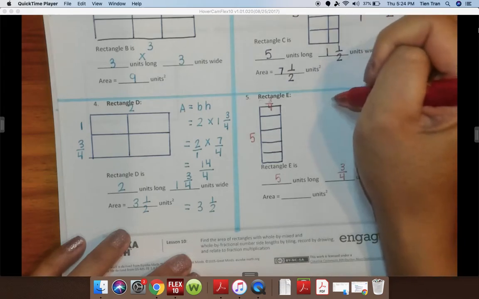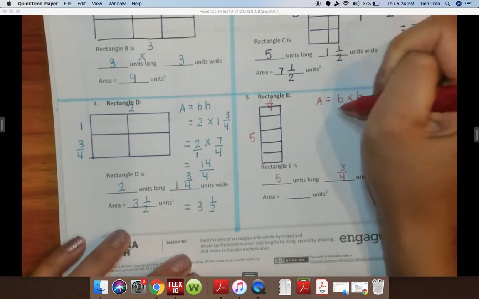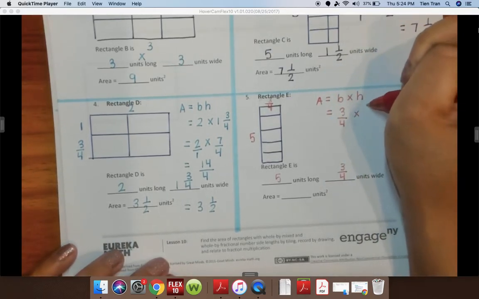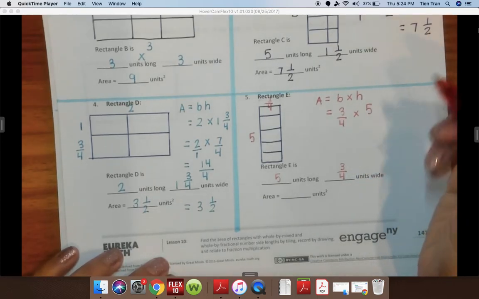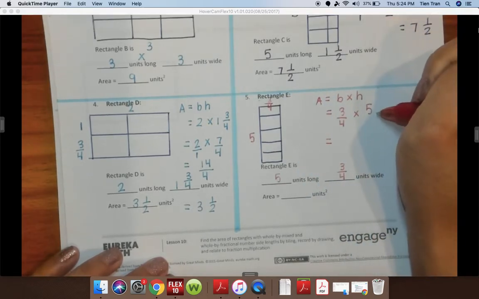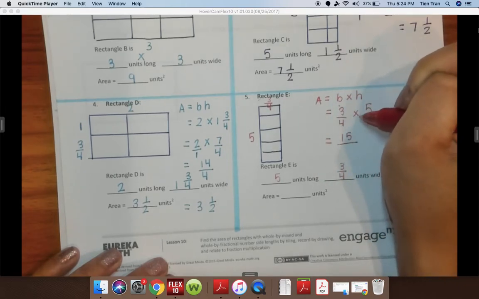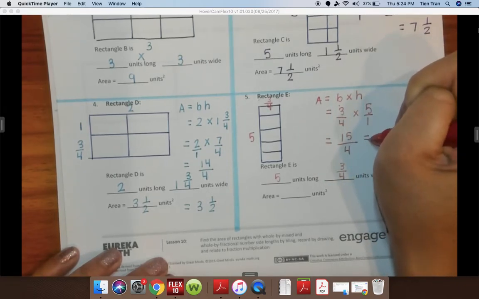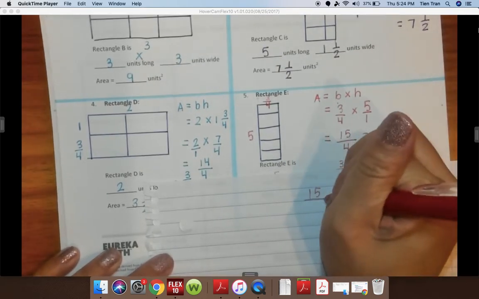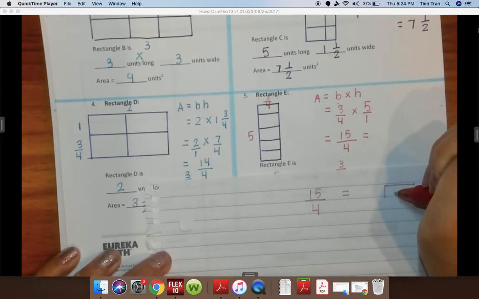Okay, so I have area is equal to base times height. So that means that my base is 3/4 times 5. Okay, so I'm going to multiply straight across. 3 times 5 is 15, and 4 times 1 is equal to 4. Now I'm going to make sure I divide 15 divided by 4, right? So I'm going to change that into my division.